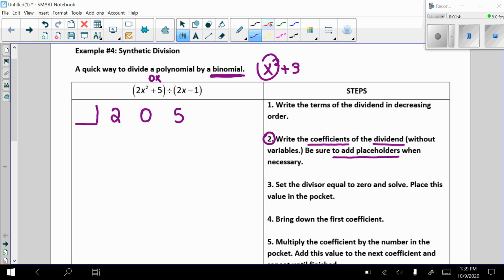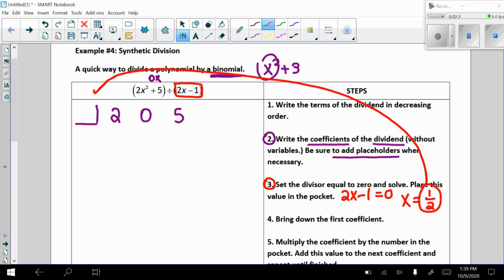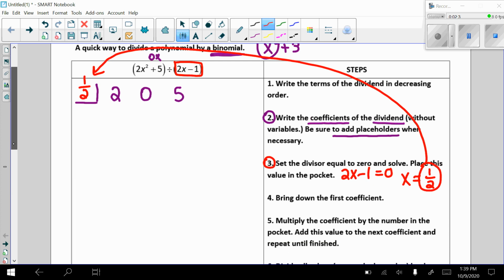So we've set up a little bit here. We've taken care of our dividend and set that up. And now what we have to do is take the divisor and set it equal to 0 and solve for x. So we will have 2x minus 1 equals 0. And then we would add 1 and divide by 2, which gives us x equal to 1/2. That is the number that we will put in what I call the pocket. 1/2 will go right here. So now we have set up our synthetic division.